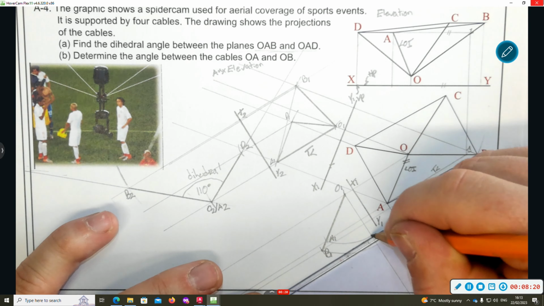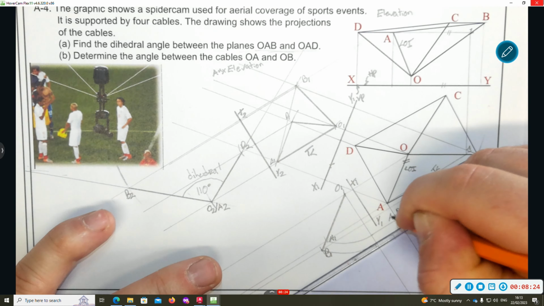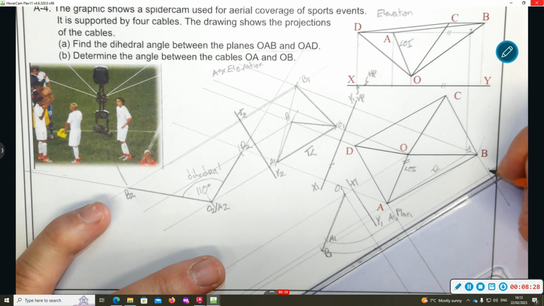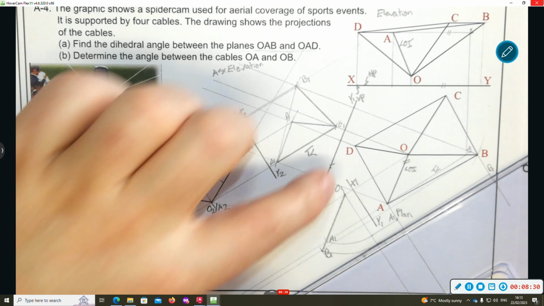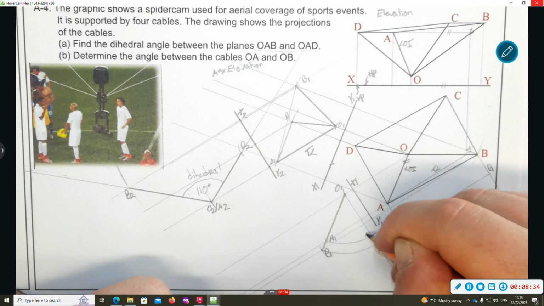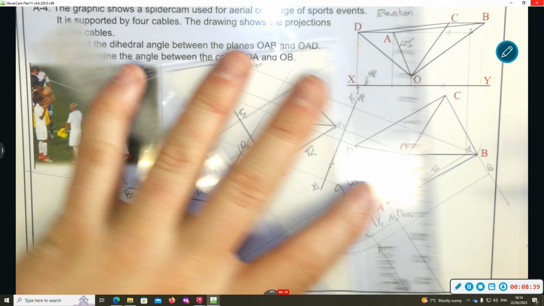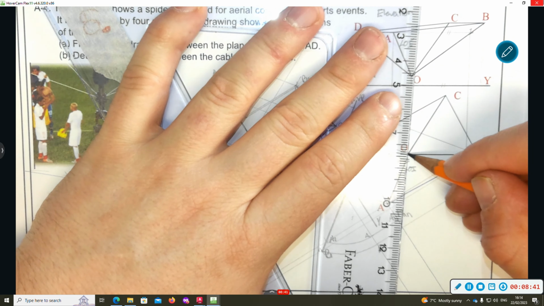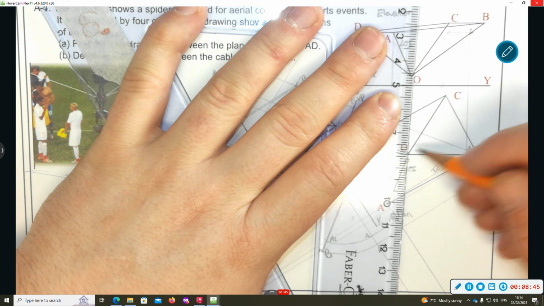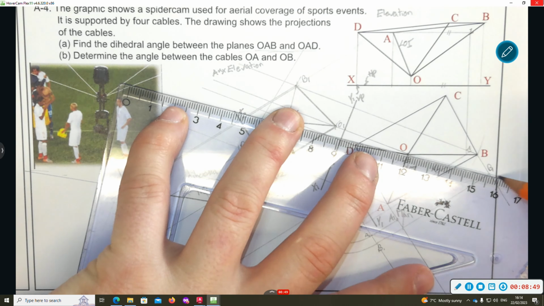Now I'm going to bring A back parallel to my projection lines. Here's A1. I'm going to bring B back parallel to my projection lines. Now when the surface OAB is parallel to the horizontal plane in auxiliary elevation, it becomes a true shape in the plan view. And when it's a true shape, every line on a true shape is a true length. And when every line is a true length, the angles between the lines are always true angles.